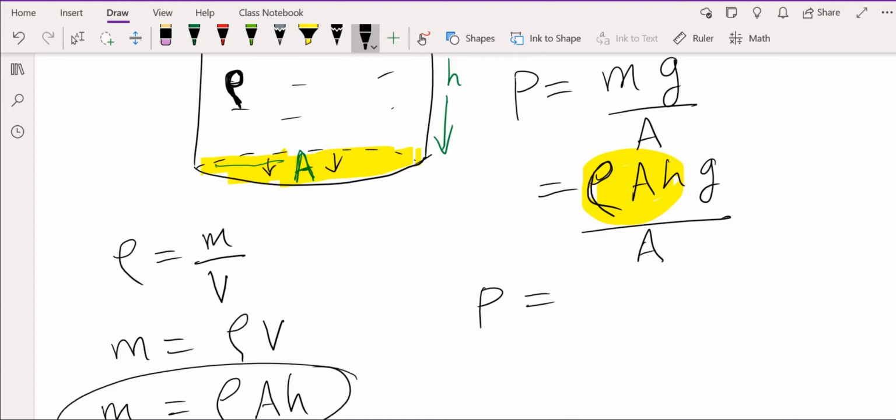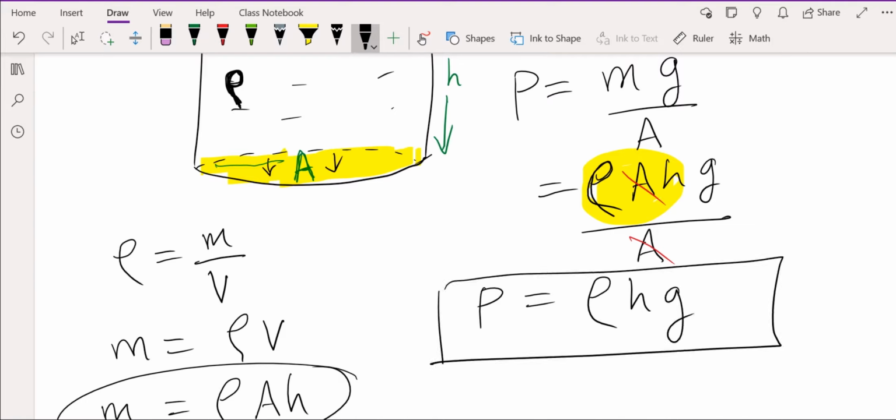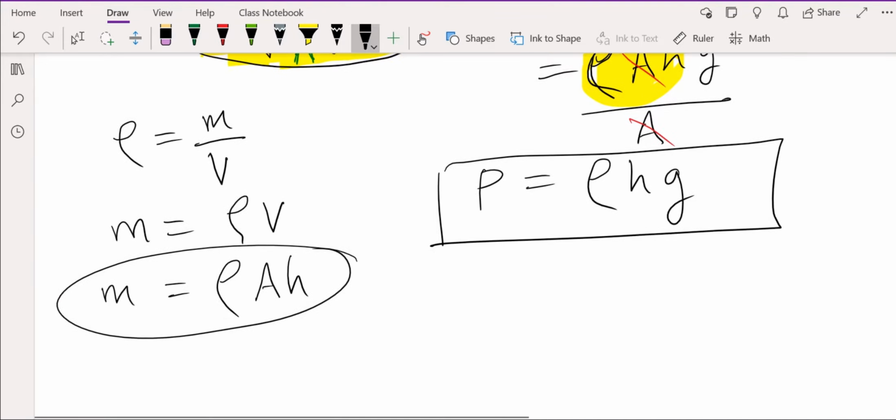Can you see something special over there? Rho A H G. Cross out the A. You don't want the A there. A goes. So what is left now is rho, H and G. This is the equation for the pressure in a fluid.